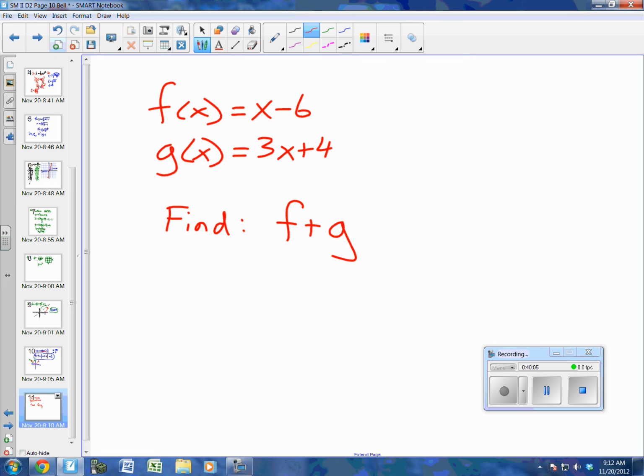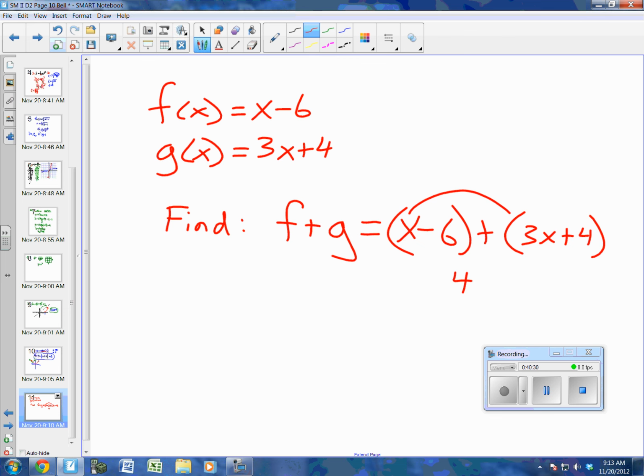Okay, I already spun. Person number one, show me what you have. Correct, correct, correct. Okay, all we had to do is x minus 6 plus 3x plus 4. And if you combine like terms, x plus 3x is 4x. Negative 6 plus 4 is a negative 2, and there's your answer. Any questions there?